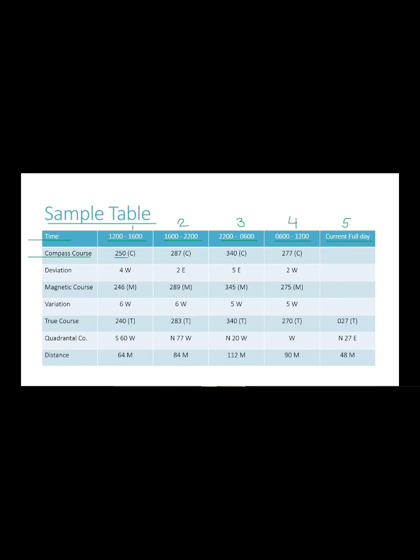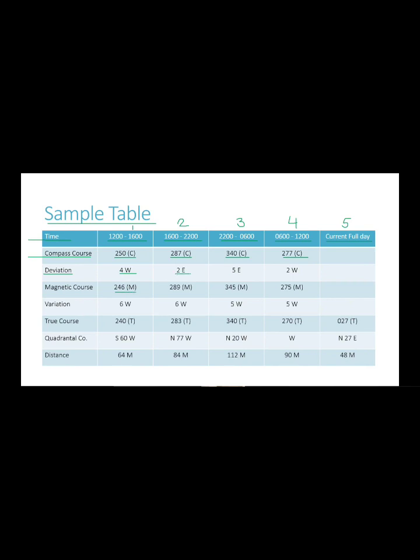So हमने सारे compass courses note कर लिए: 250, 287, 340, 277. Then we use the CDMBT. Next what comes is the deviation. 4 degree west, error west, compass best. So that means we will have to subtract the deviation. So we get magnetic course 246.